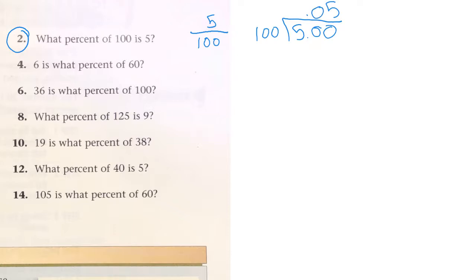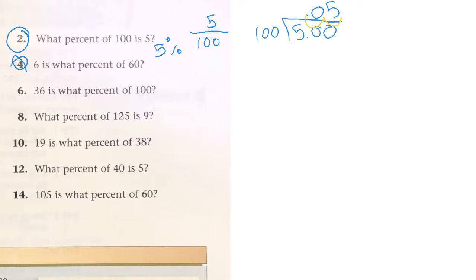So we could move the decimal 2 places to the left, but we've got our answer. It's the decimal .05. Now, to turn the decimal into a percent, we move that decimal back to the right 2 places. So we have 5%. What percent of 100 is 5? That's 5%.